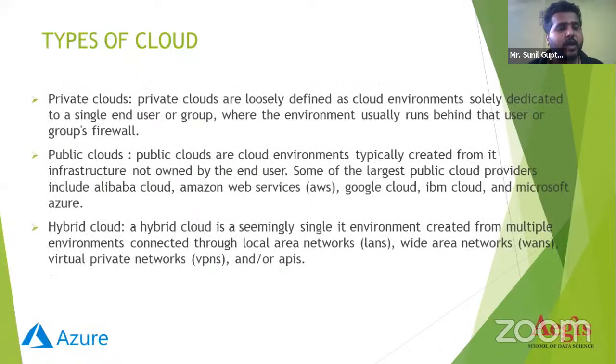And types of cloud. There are three types of clouds available: private clouds, public clouds, and hybrid clouds. A private cloud is something we create for our purpose only. We don't want to share it. For example, a company creates one data center just for their own purpose. Nobody else can use it. This is a private cloud.